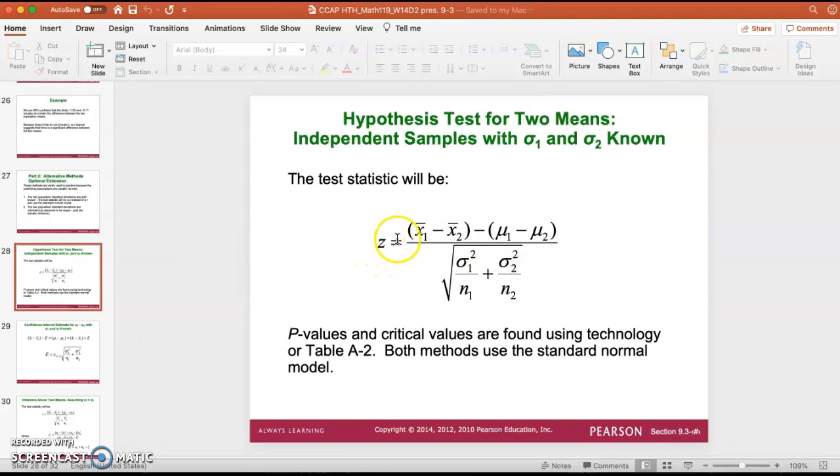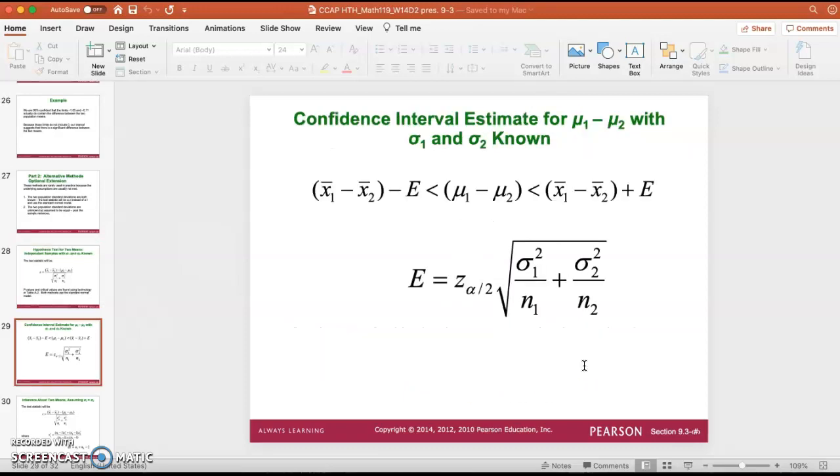So say in the first case where the two population standard deviations are known, then you'll be finding a z-score, and then still just taking the difference of their sample means, subtracting their hypothesized difference for a test statistic, then dividing by, instead of this time with sample variances, their population variances in here, just divided by their respective sample sizes. Then the p-values or critical values can be found using technology. There's not anything available in StatsMedic, or you can use table A-2, which is the z table. Then again, both methods just use that standard normal distribution.